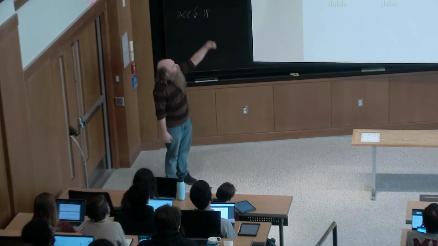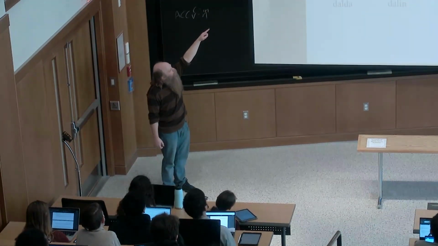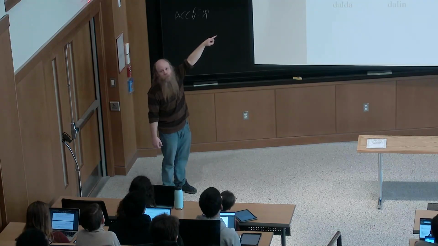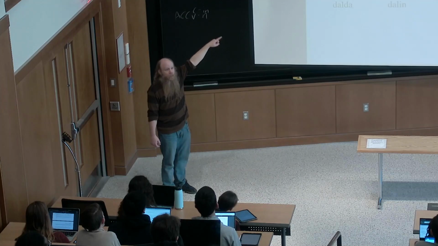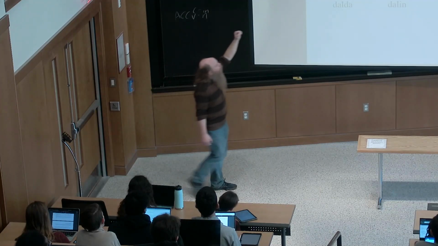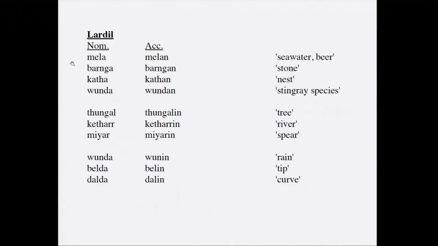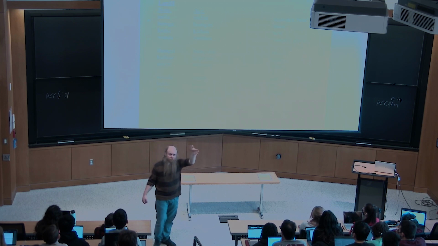So there's a wunda that means a type of stingray. The accusative of that is wundang. And then there's another wunda down here that means rain. And the accusative of that is wunin. So here I am asking you, how do we get from the nominative to the accusative? Yeah? Is da a morpheme that turns something else into a nominative?